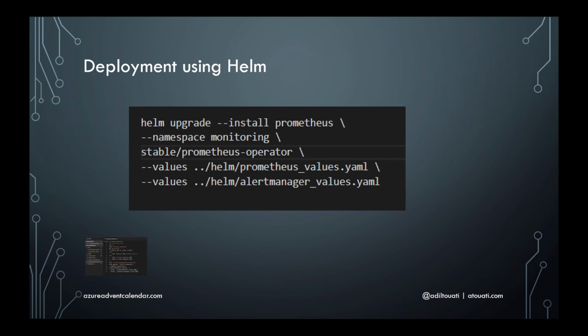As you can see on this screen, we have two values files. We have prometheus_values and alertmanager_values. For this part, we will only focus on the first one, which is prometheus_values. I will show you later, but this is the one that will help us customize our configuration for AKS.